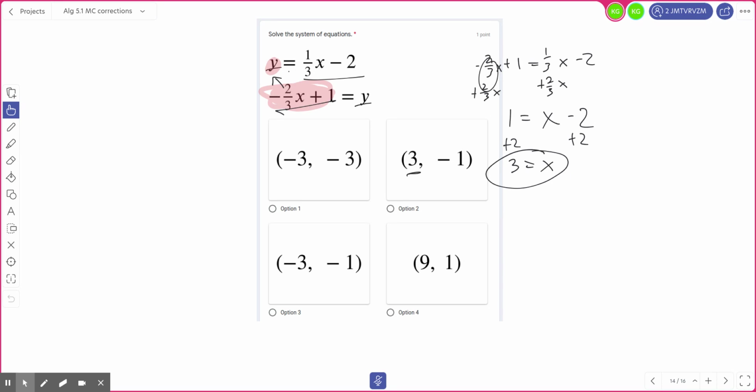So I pick either equation. I'll pick the top one, which is y equals 1/3 x minus 2. And I'll put this in for x. y equals 1/3 times 3 minus 2. 1/3 times 3 is 1. 1 minus 2 is negative 1. So we can see there, y equals -1. If I wanted to, I could plug those two numbers in here and here to double check.